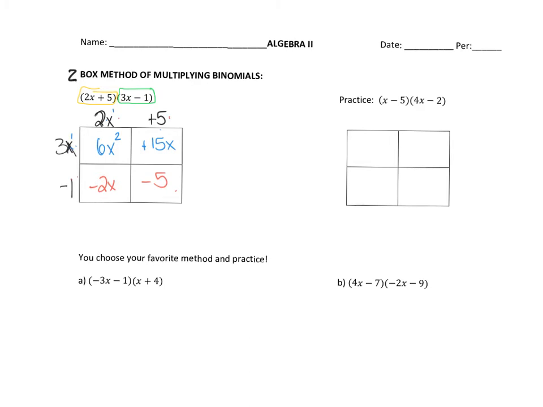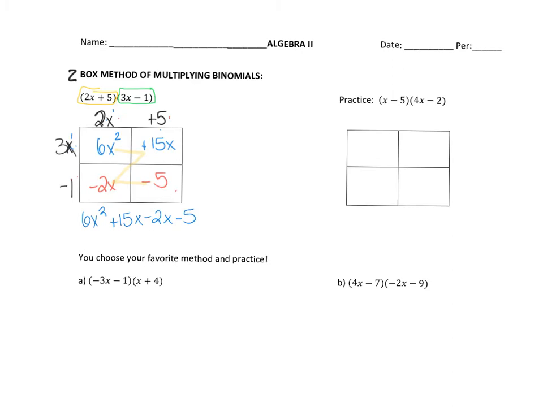And this is where the Z part of the box comes in. I'm going to highlight over, so please don't get confused. What you're going to do is you're going to draw a Z. So you're going to start from the left box, boom, boom, boom. Okay, so you see my Z in the middle there? And what you're going to do is you're going to write it down in the order that you started the Z. So 6x squared plus 15x minus 2x minus 5, okay?